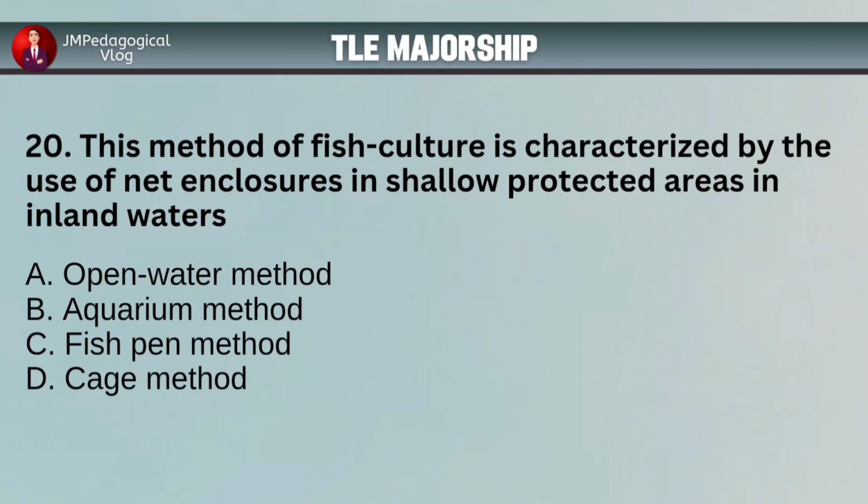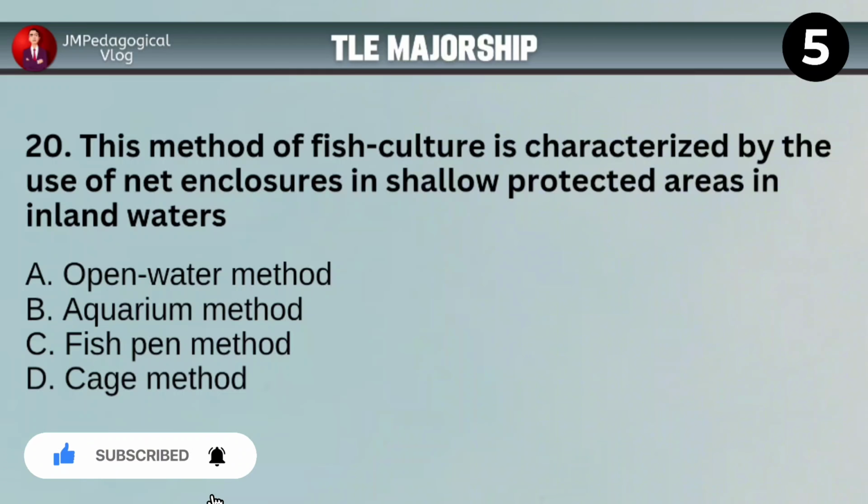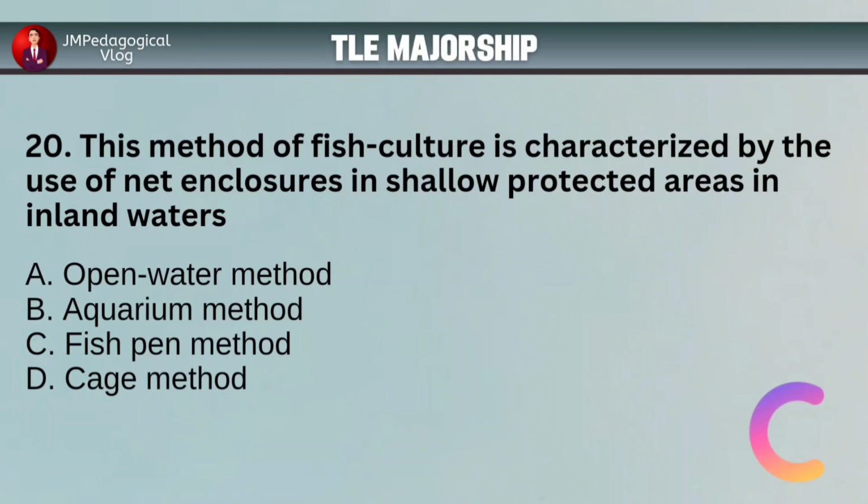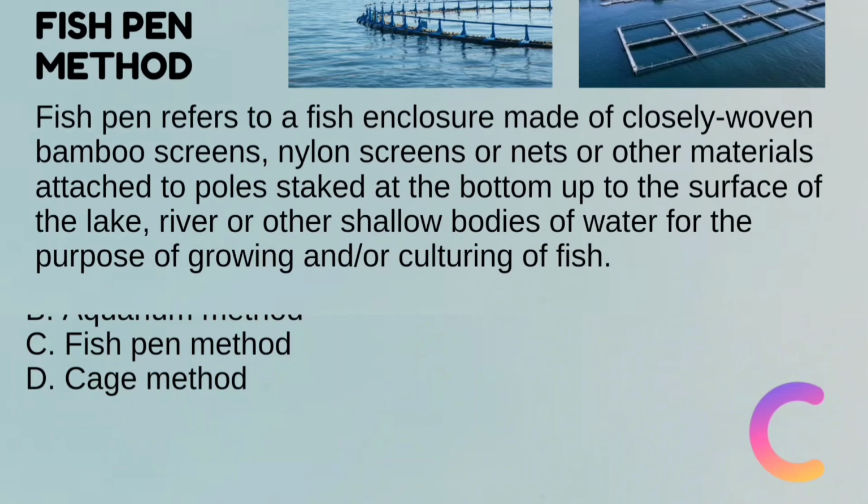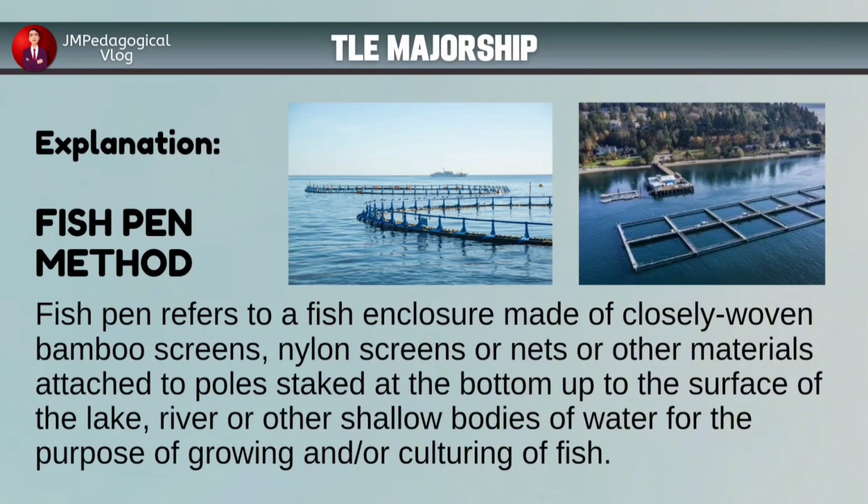20. This method of fish culture is characterized by the use of net enclosures in shallow protected areas in inland waters. A. Open water method. B. Aquarium method. C. Fish pen method. D. Cage method. C. Fish pen method. Explanation. Fish pen refers to a fish enclosure made of closely woven bamboo screens, nylon screens or nets or other materials attached to poles staked at the bottom up to the surface of the lake, river or other shallow bodies of water for the purpose of growing and or culturing of fish to various sizes in fresh.